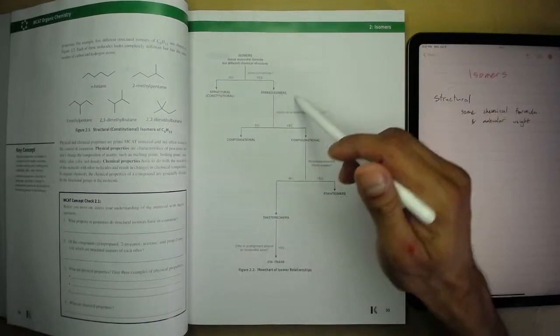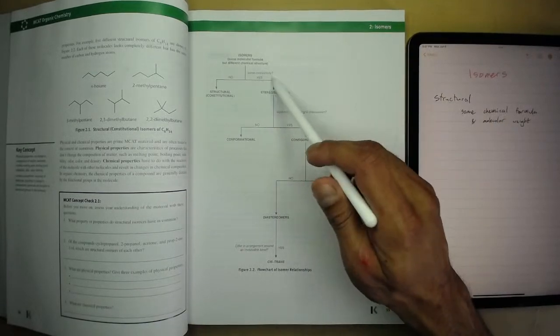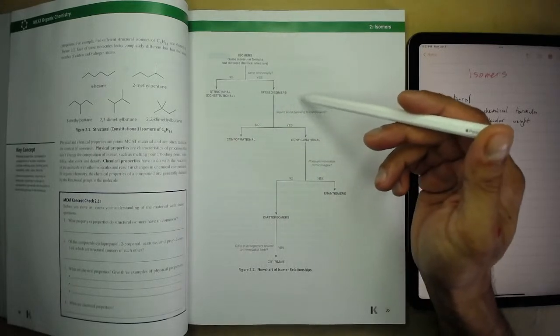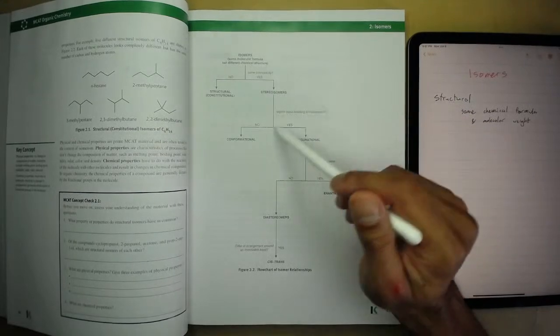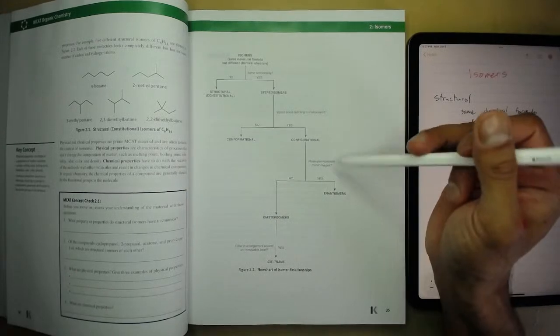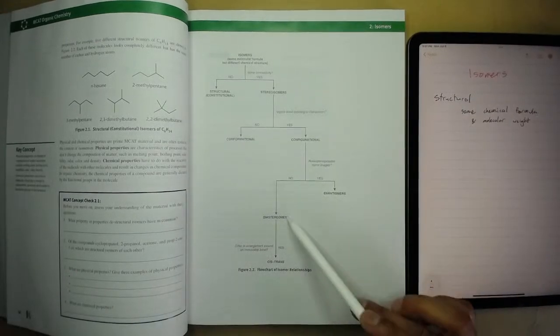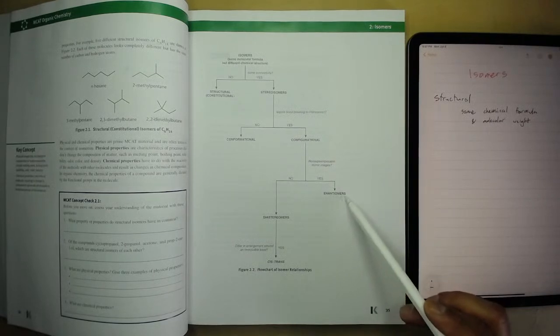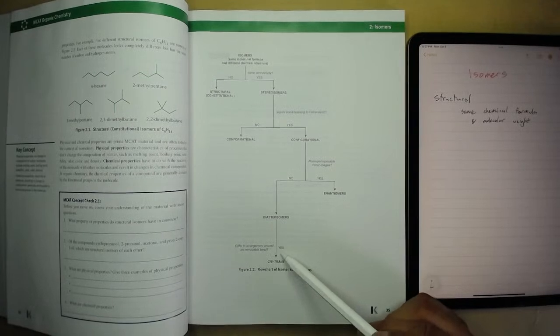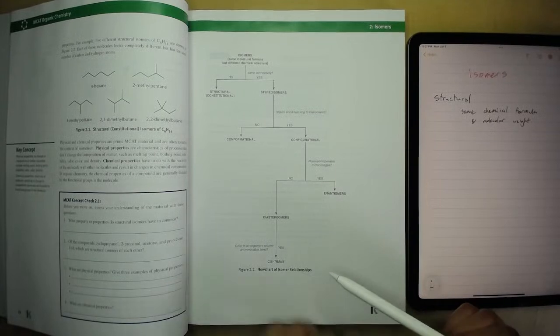Structural: same connectivity? No, structural. Yes, stereoisomers. Require bond breaking to interconvert? No, then they're conformational. Yes, they're configurational. Non-superimposable mirror images? No, diastereomers. Yes, enantiomers. So they don't change through the mirror. Differ in arrangement around an immovable bond? Yes, cis-trans. Great.